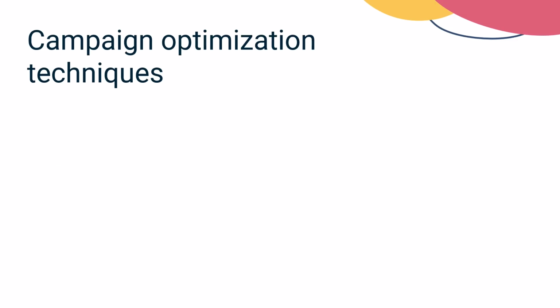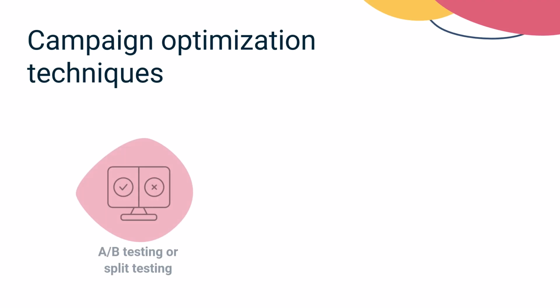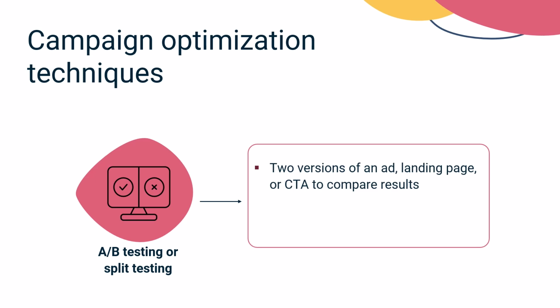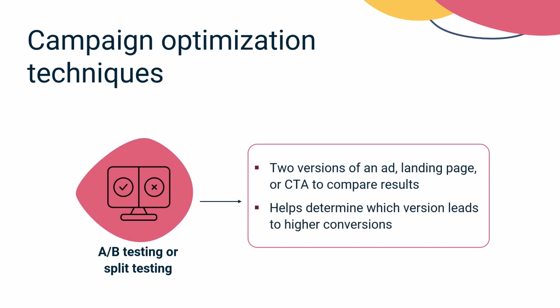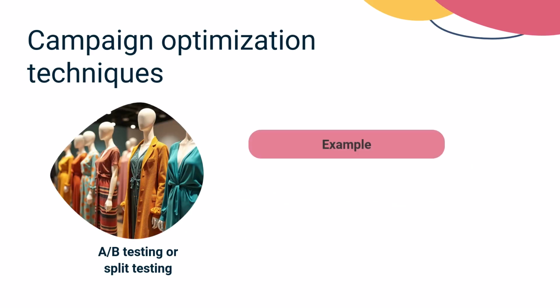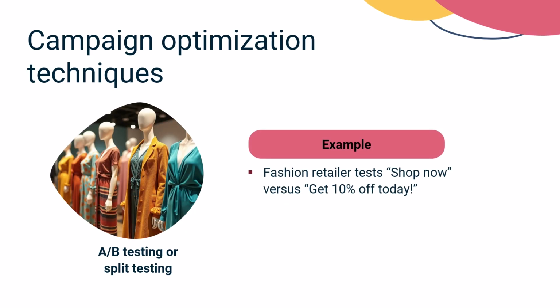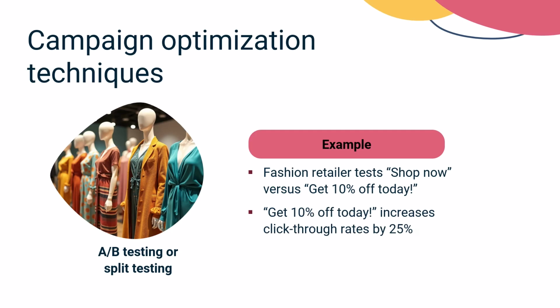Additionally, specific techniques are used to optimize and improve digital ad campaigns. A/B testing or split testing involves running two versions of an ad, landing page, or CTA, to compare results. It helps determine which version leads to higher engagement and conversions. For example, a fashion retailer tests two CTA buttons, Shop Now versus Get 10% off today. It finds that the second CTA increases click-through rates by 25%.